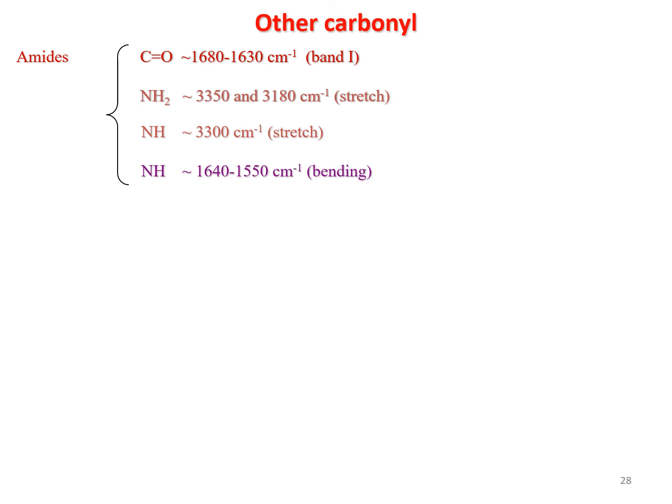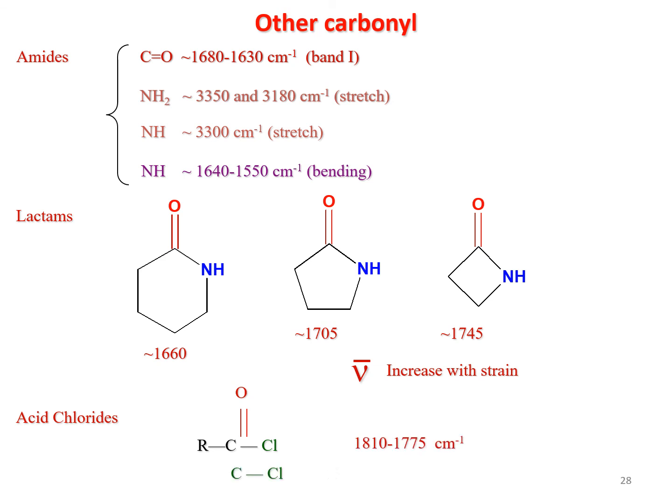Now other carbonyl groups also affect this, in the case of amide and lactam. You see the 6-membered lactam with the NH group here, then the 5-membered and the 4-membered. There's a lactam at 1660, and it is going to increase due to the strengthening of the C=O from the larger ring size, the 6-membered ring, to the 5-membered to the 4-membered ring in case of lactam. Now in the acid chloride, we see it has the frequency 1810 to 1775.